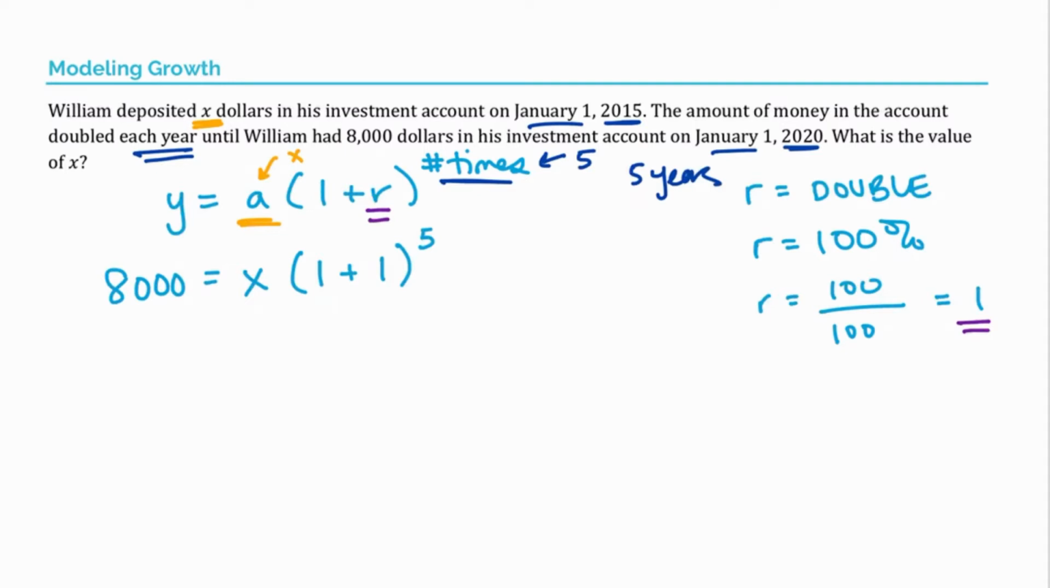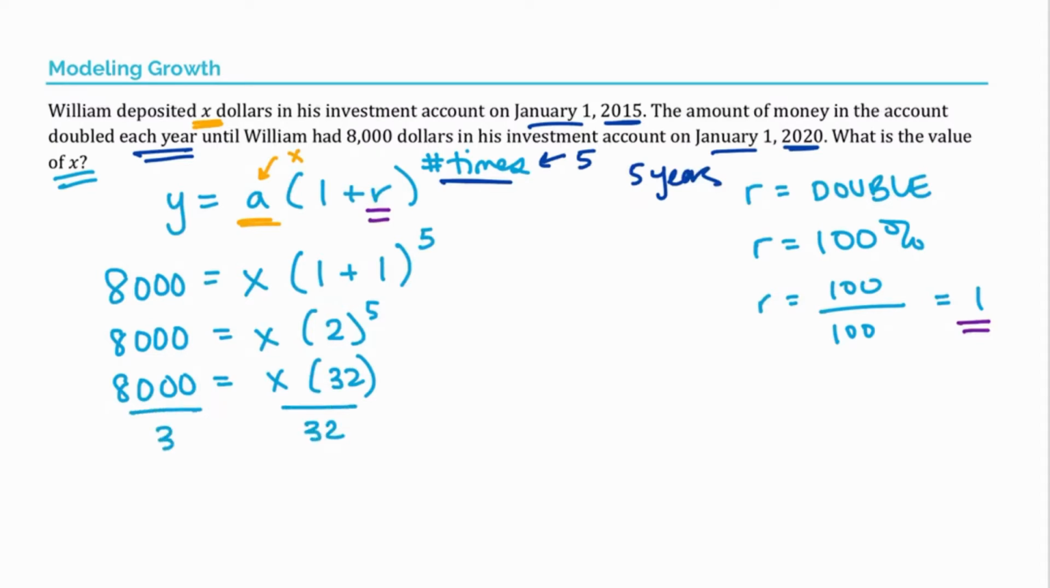So now we can go ahead and solve for X, right? What is the value of X? That's the question. So we have 8,000 equals X times 2 to the power of 5. That means 8,000 equals X times 2 to the power of 5, which is 32. To get X by itself, I'm going to divide by 32 on both sides, and I get that X equals 250. Notice for this question, we do not have multiple choice. That's because it's coming from a past real SAT, where this question would be a grid-in question.